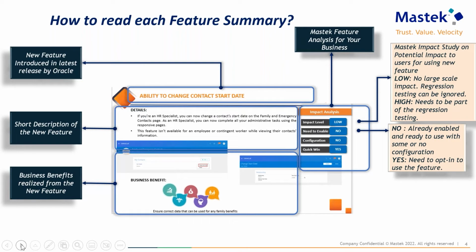Second one is where we all are aware that there are some features which are by default auto-enabled by Oracle. And there are some which we need to opt for. Third one highlights the nature of the feature. There would be certain configurations which may be required or some can be used without any changes.